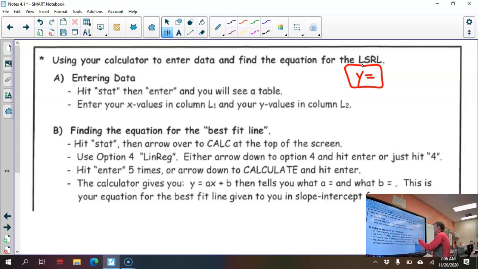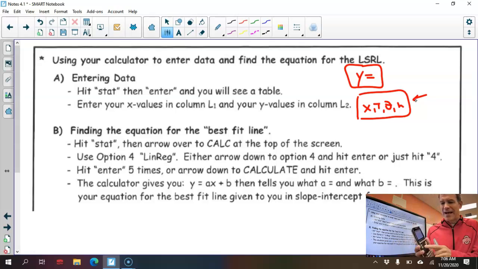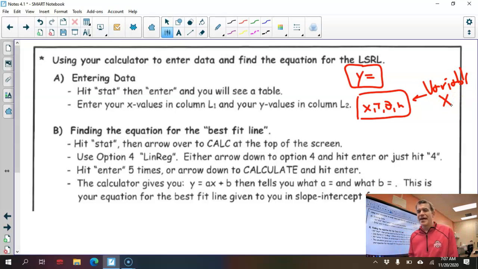And you'll need one more button for this. The other button you need is the button that says X, T, theta, n. This button is next to the green button at the top of your calculator. It's right up here next to the green button. And this is your variable x. When you type an equation into your calculator, that is what you hit when you want to put in the x.